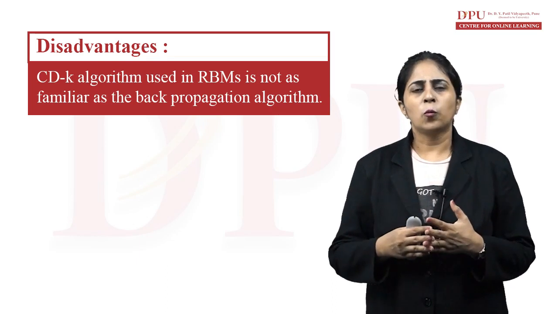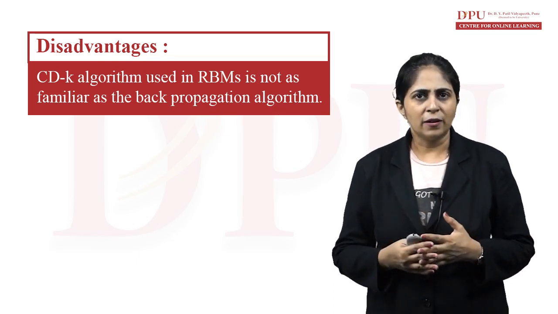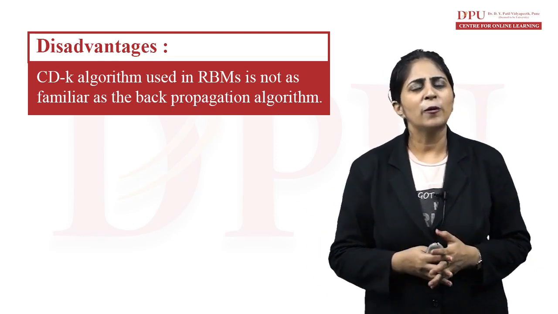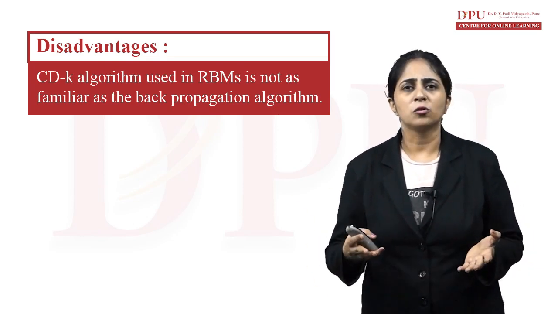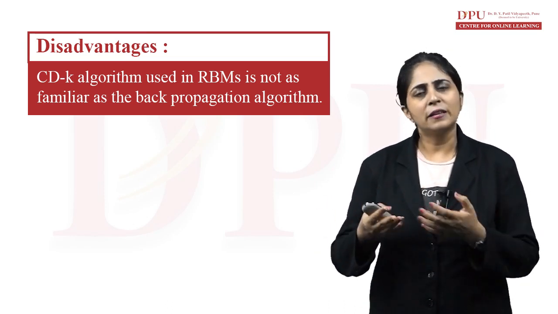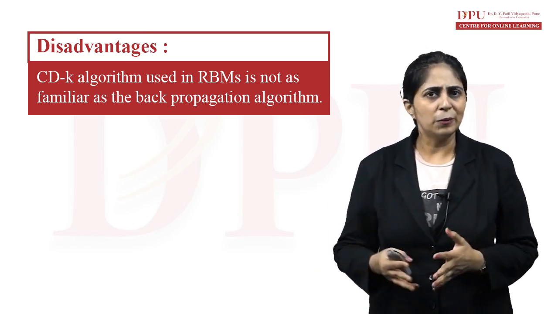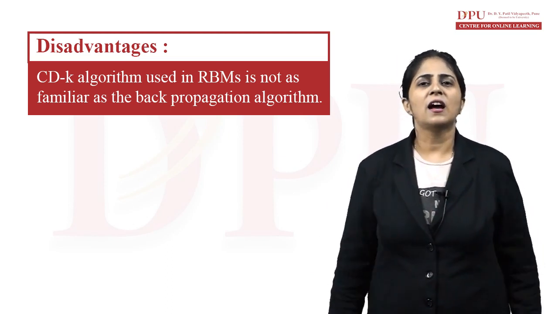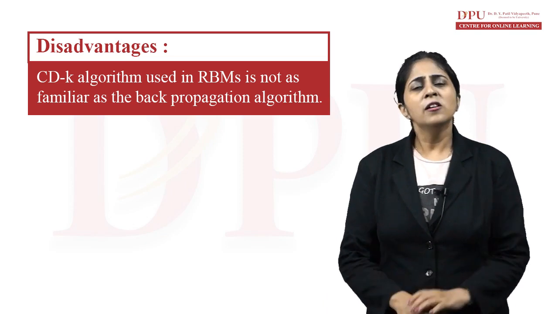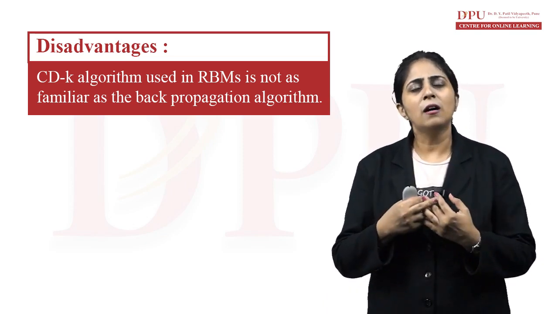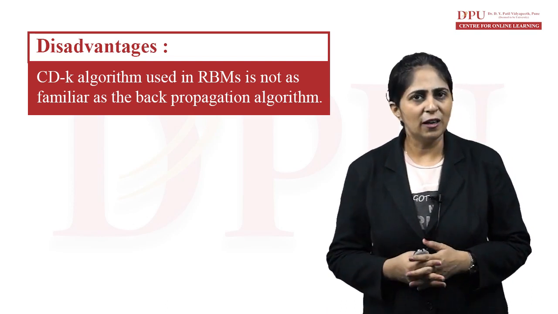So the CDK algorithm, which is used in RBM, is not as familiar as the earlier backpropagation algorithm that we understood. We have many familiar algorithms like the backpropagation algorithm and many more. So the CDK algorithm is being used in our restrictive Boltzmann machine, and it is more difficult because people are not very familiar with it.